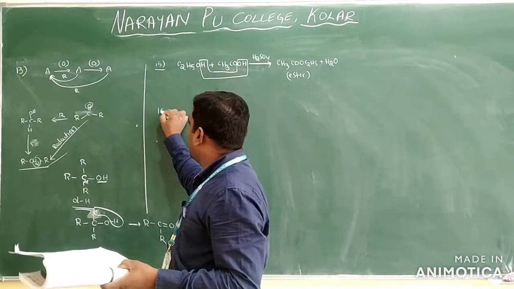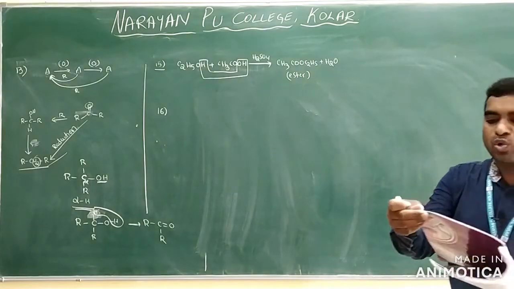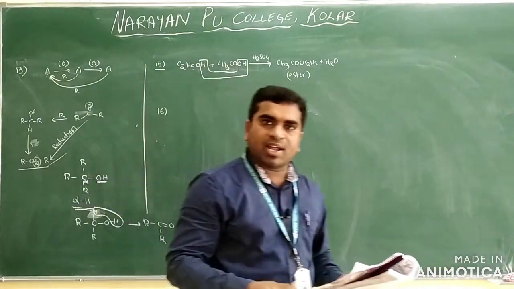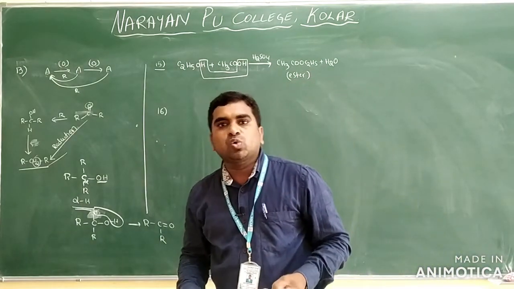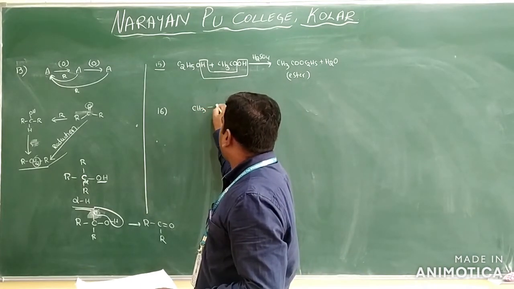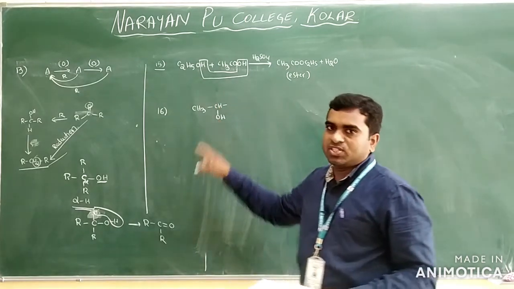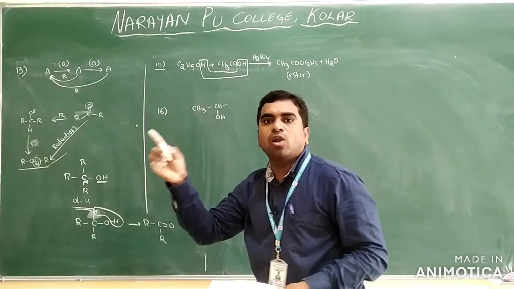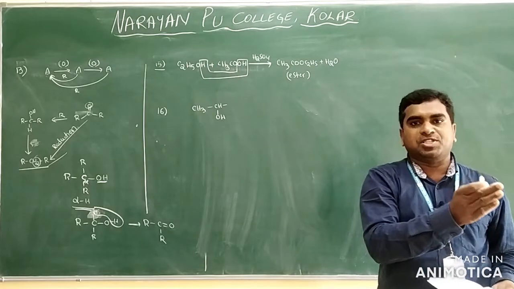And the next one, question number 16. Which of the following alcohols does not give the iodoform reaction? Very important, I already said this is the iodoform reaction. For an alcohol to give the iodoform reaction, it must have the CH3CHOH group. Whichever alcohol has this group will give the iodoform test, and you will get the yellow precipitate.